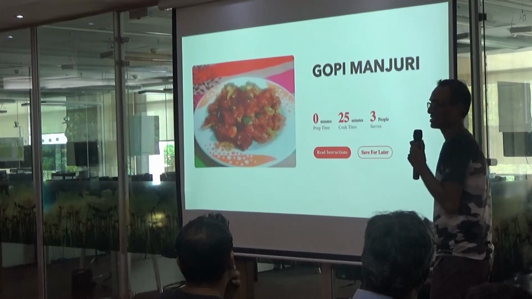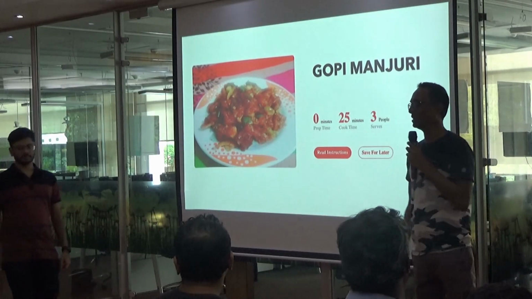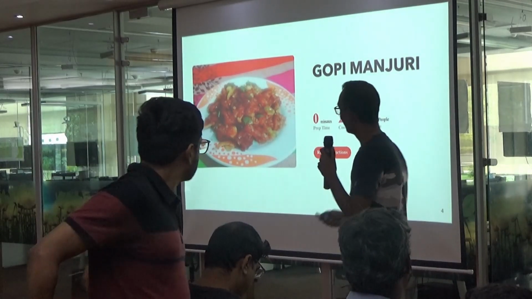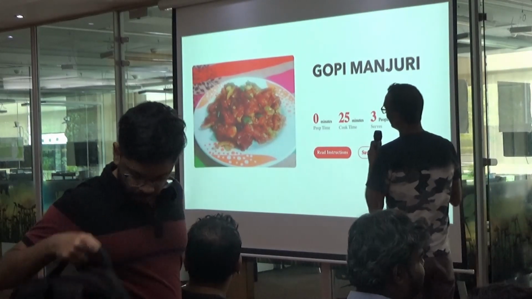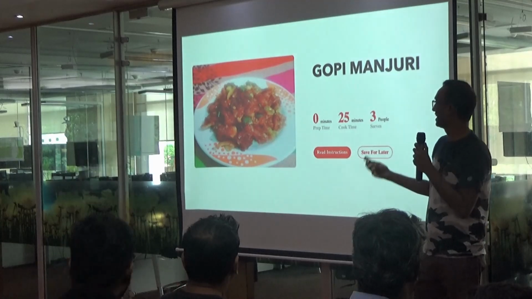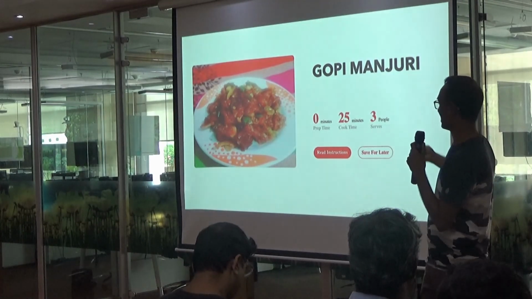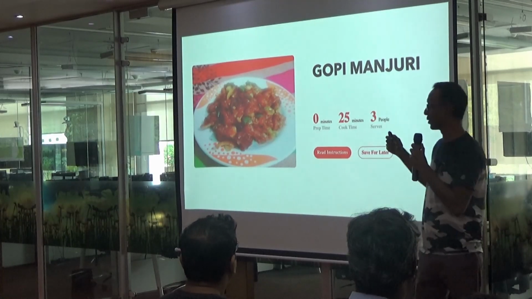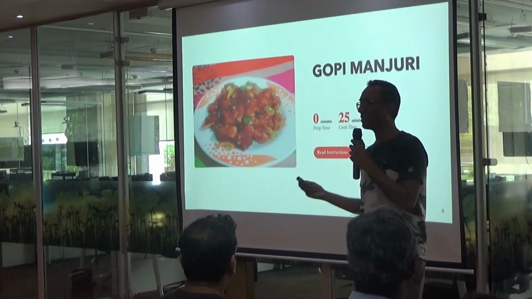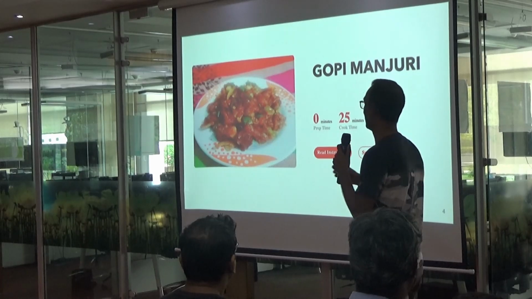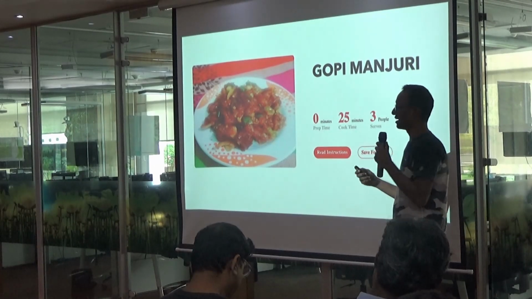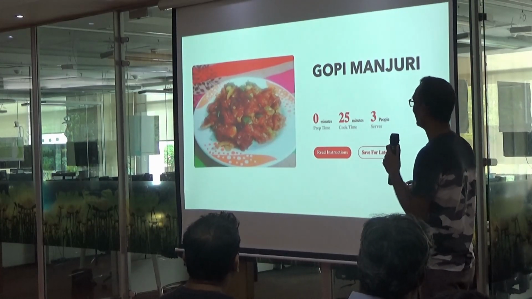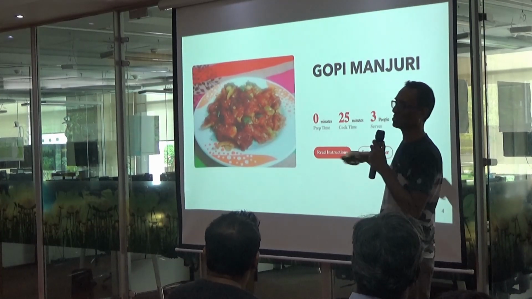Gobi is a word which is not Tamil. And of course, Manchuria is far from Tamil Nadu. So, when the word Gobi Manchuri reached Tamil Nadu and somebody wrote it in Tamil, they wrote Gobi Manchuri. Somebody read it as Gopi Manjuri. And even when they had a chance of writing it in English, it became Gopi Manjuri.